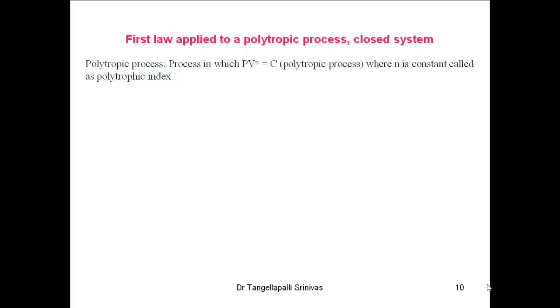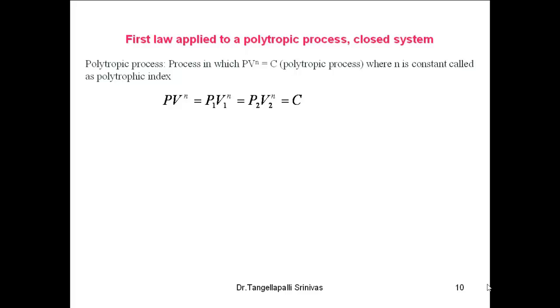The n value can be changed from 0 to infinity. For example, if n is equal to 0, it is called a constant pressure process, that is an isobaric process. Finally, if n is equal to infinity, it is called a constant volume process, that is an isochoric process. Therefore, any process can be expressed in terms of a generalized thermodynamic relation. It's easy to solve the energy interactions in a process, that is work transfer and heat transfer.